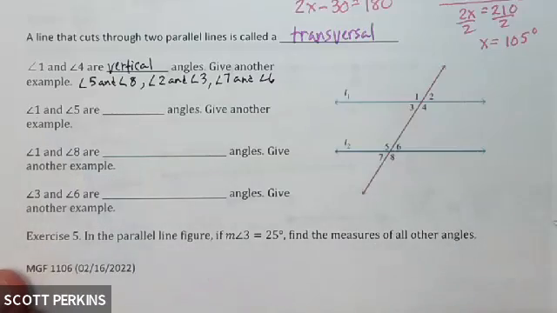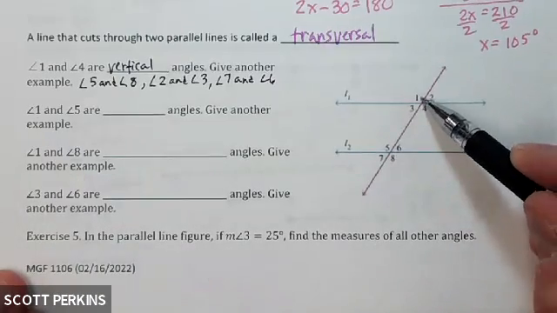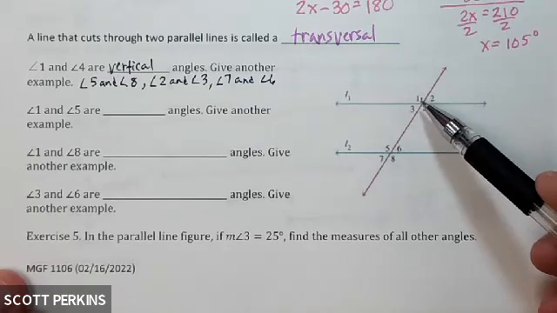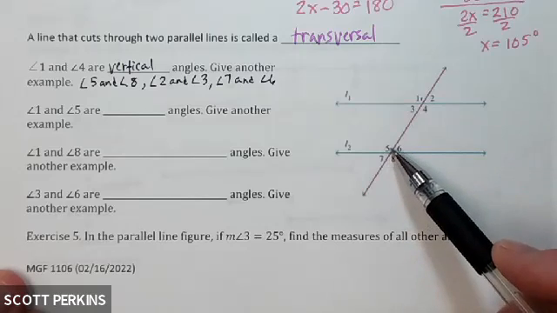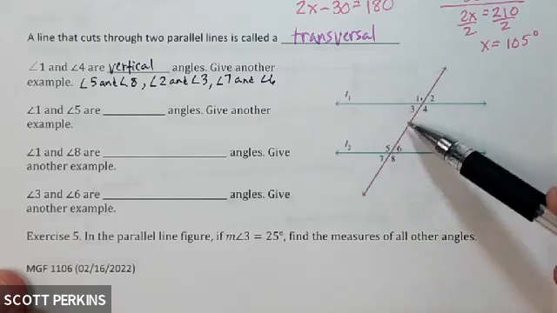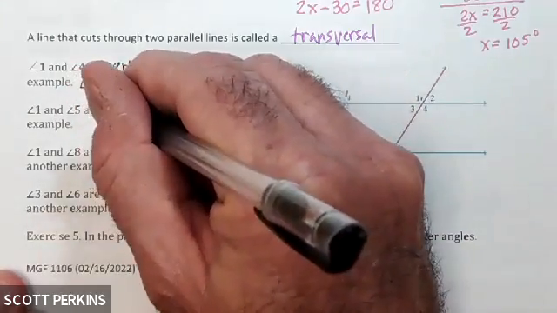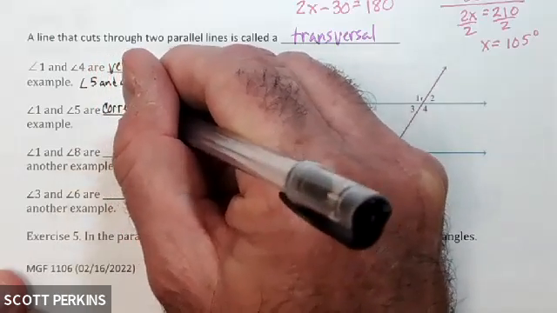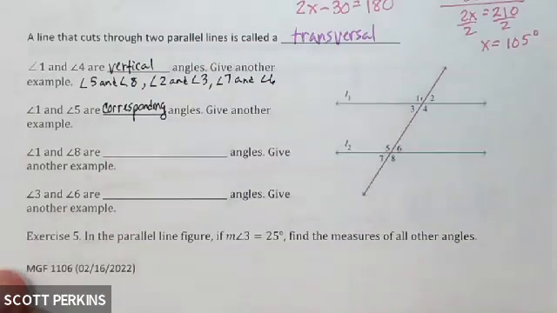The next one, angle 1 and angle 5. Notice angle 1 is at the top left corner here of these four angles, and so is angle 5. It's at the top left corner of these four angles. So since they sit in the same relative position to the two parallel lines, they are called corresponding angles. And I'm sorry for the short blank right there. I need to make that one a little longer. But angle 1 and angle 5 are corresponding angles because they sit in the same relative position. Does everyone see why those are called corresponding angles?